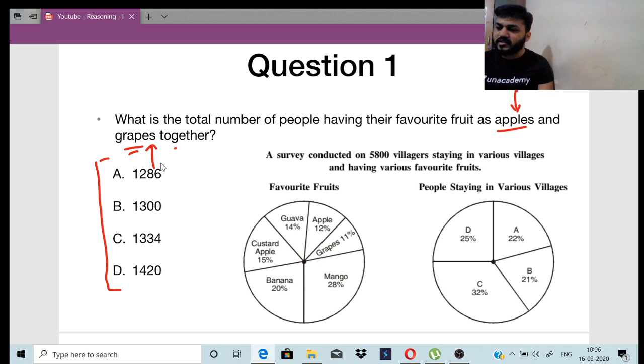Apples plus grapes. Good morning SK. Good morning Nitesh. I will teach it on the digital board. Good morning Subhajit. SK is already ready with the answer. He's telling it is C. Anyone else with the answer? 1C.